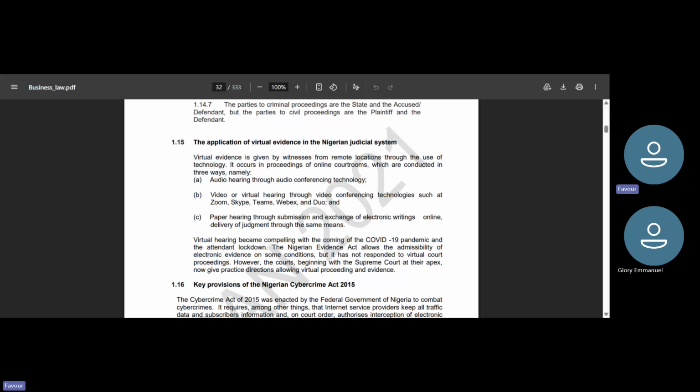So this paper hearing applies when not only the evidence but also judgments are being delivered through the same means. So it's either electronic writings or paper. The virtual hearing became compelling with the coming of COVID-19. You can remember during COVID-19, people were not able to come physically for a lot of things. So that was what allowed the admissibility of virtual hearing. It became quite common in the courtrooms, right?